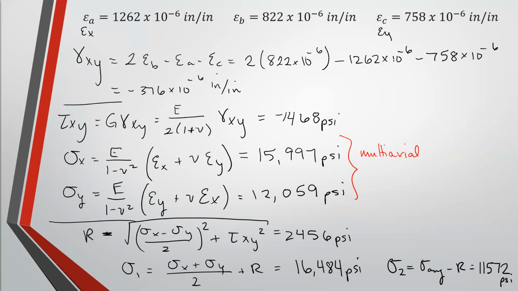What are these two equations? The same old ones that we used? These are from the beginning of the semester, a long time ago. R, we derived it algebraically, but it turns out it's just the radius of that circle. Just the sigma 1 and sigma 2. Yeah, the average value plus or minus the radius.